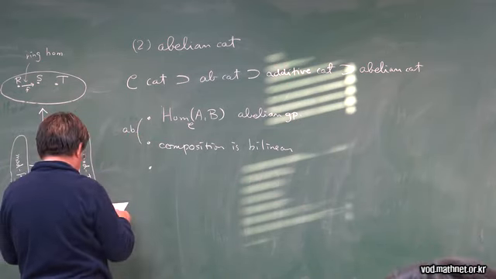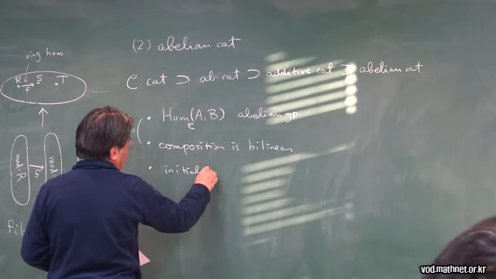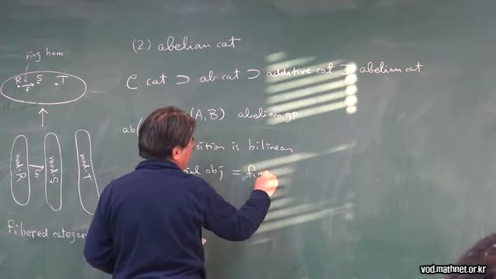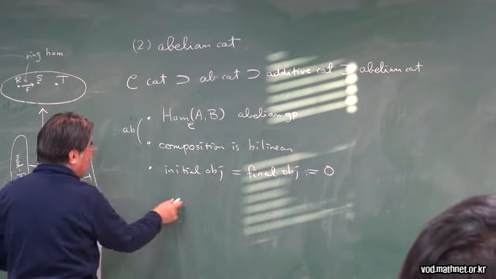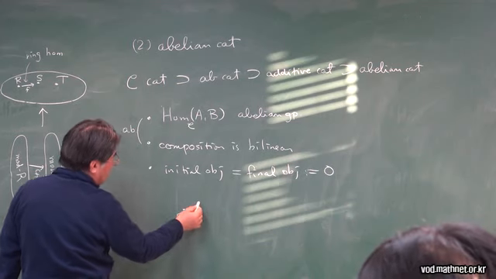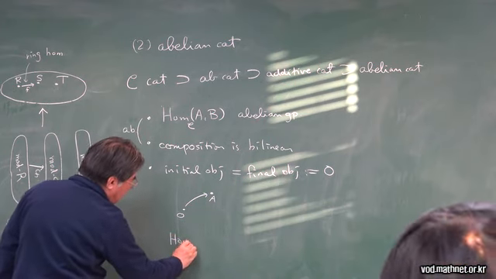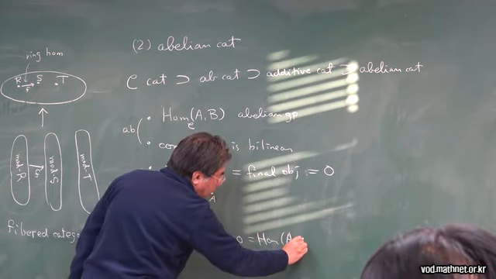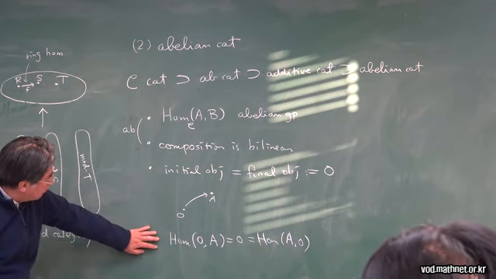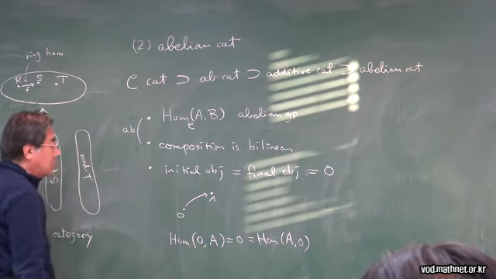And then additionally, if there is an initial object which is equal to the final object, this is defined to be zero. So what is the initial object? The initial object is one that goes to any object, so the hom set of zero to A is zero, and this is the hom set of A to zero. With this property, it is called an initial final object. So zero means the zero group. There is only one element, and it is denoted by zero.